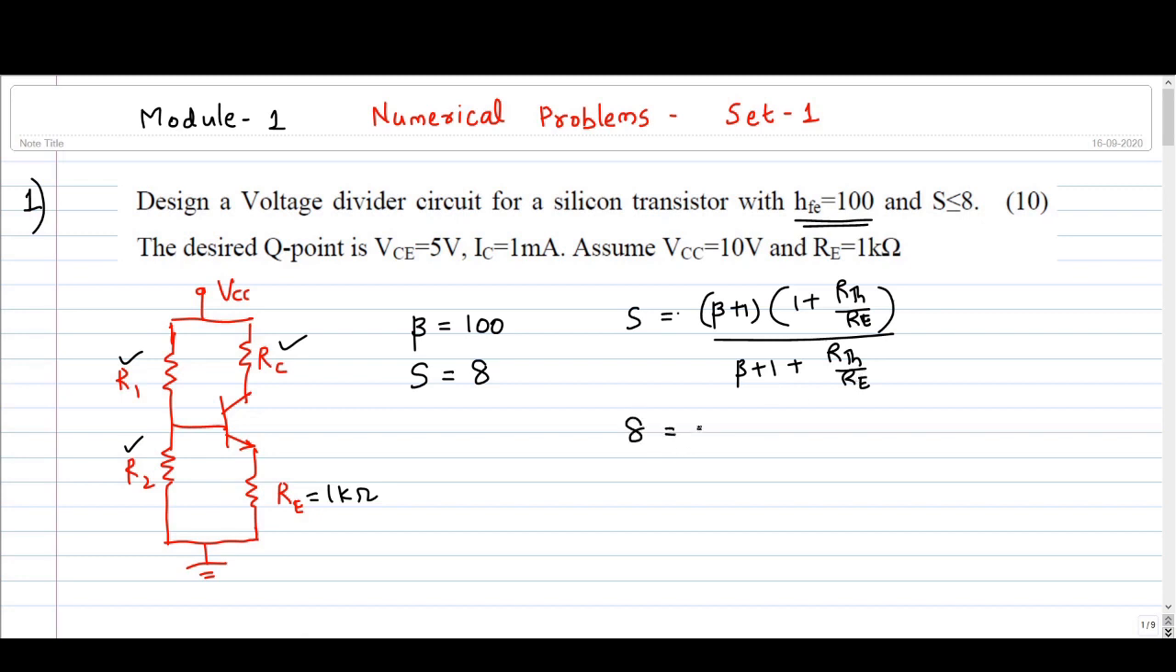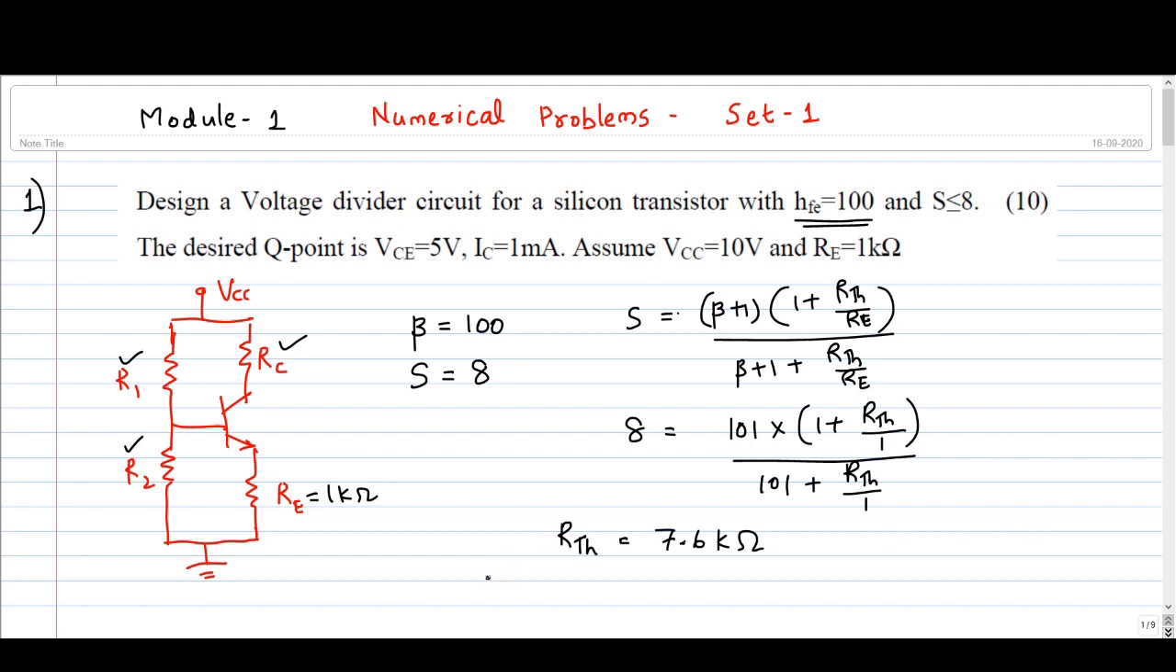So you can substitute the values. S is 8, beta plus 1, beta is 100, so this is 101 into 1 plus RTH, which is unknown, by RE, which is 1 kilo ohm. In the denominator also, beta plus 1 is 101, RTH is unknown, RE is 1 kilo ohm. So you have one equation with one unknown. RTH is the only unknown value. If you solve this equation, you will get the value of RTH. So RTH is 7.6 kilo ohms. You can solve it and check the value. RTH is 7.6 kilo ohm.